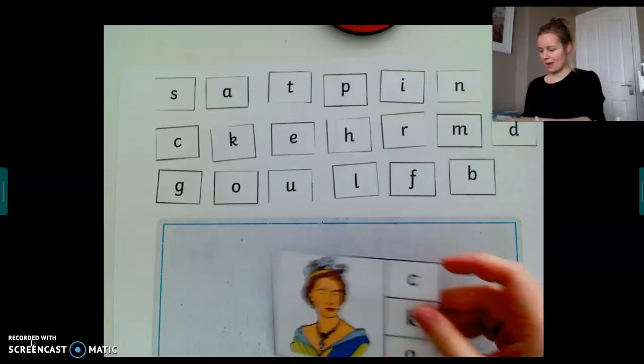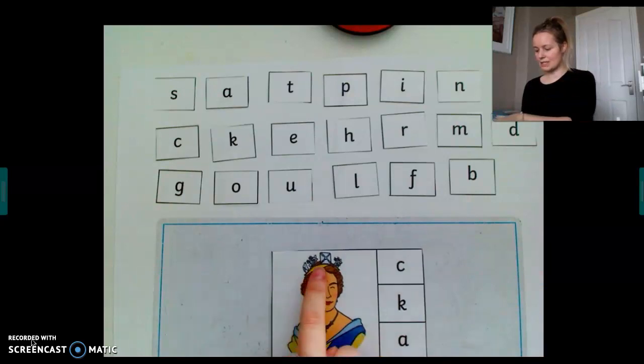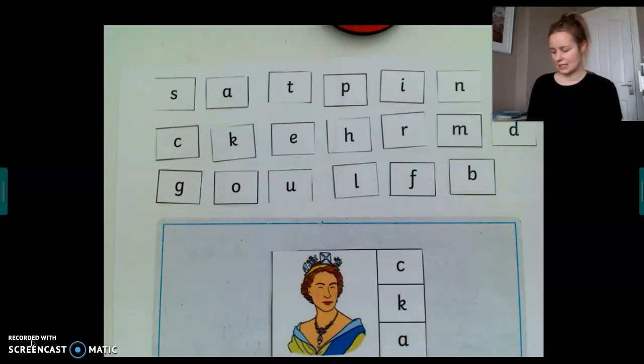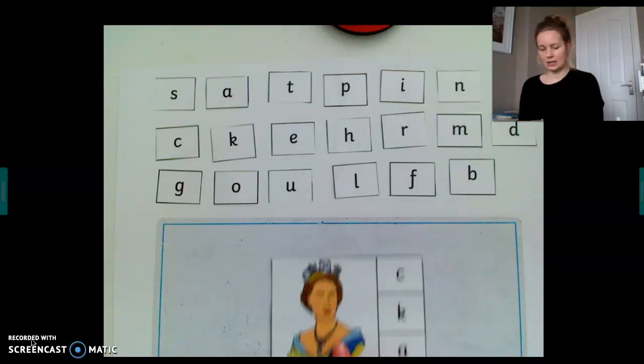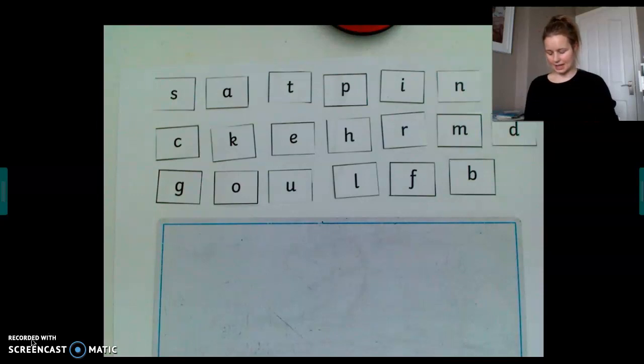Okay. What about this one? So here we're looking at what's up on her head. What does a queen wear on her head? It's a crown. Now this is a bit of a tricky one because our two k sounds, they have two sounds. So which one do you think it is? Crown. This one. Curly k. Next one.